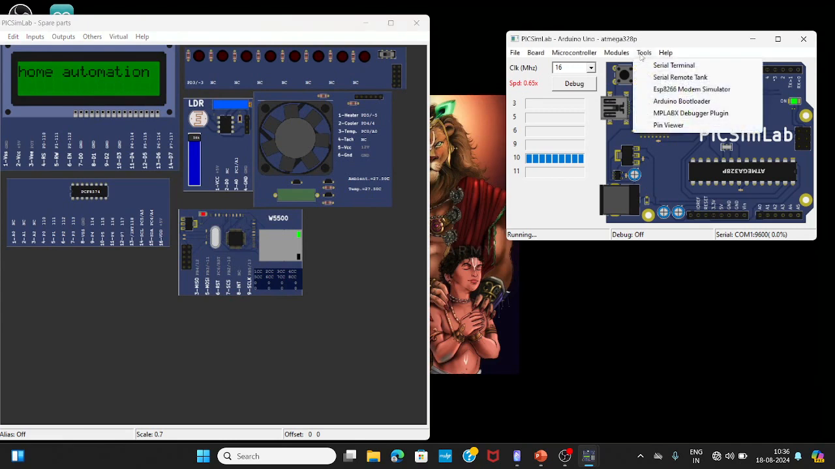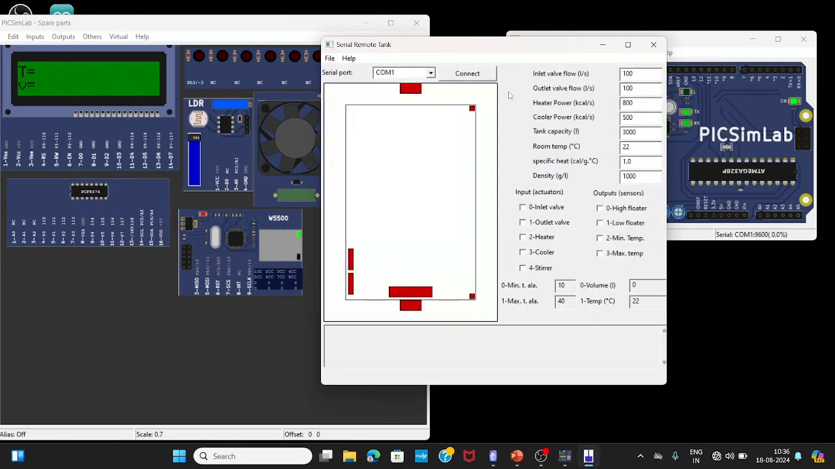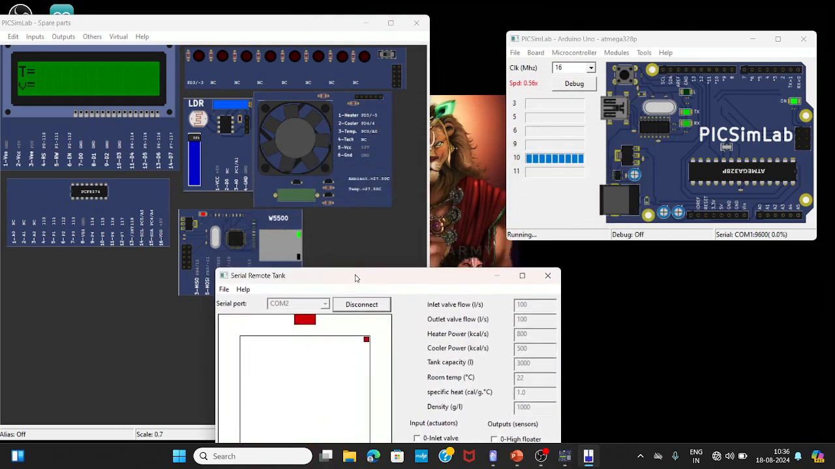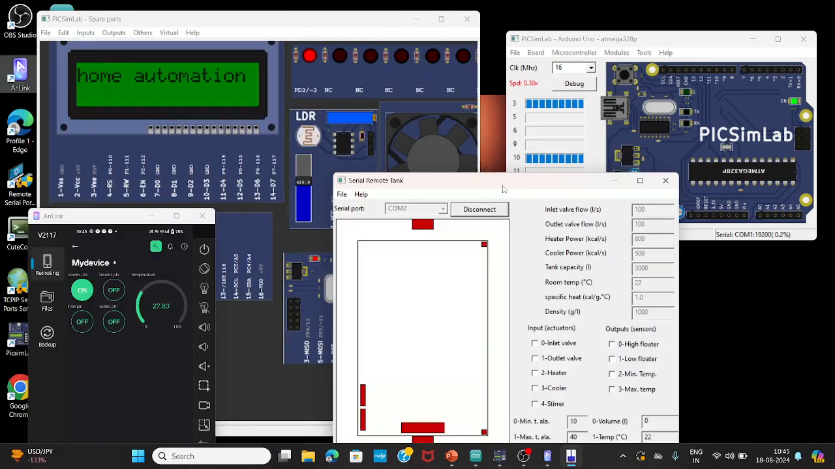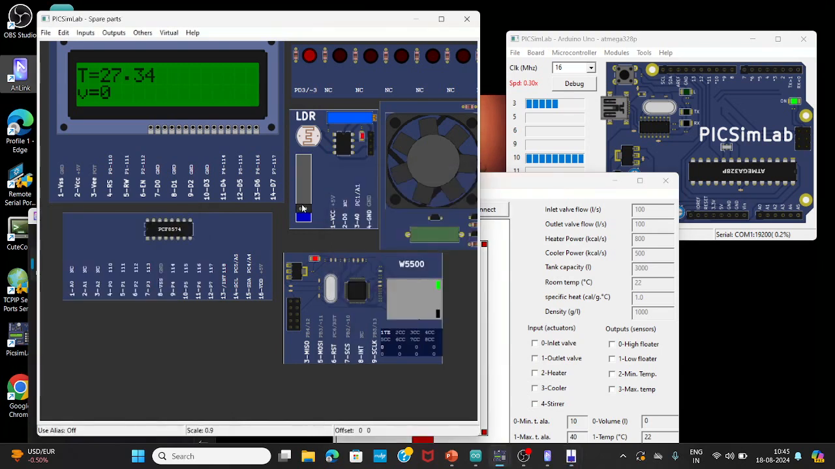Let me connect my serial tank. Let me explain what are the things we need to control. First, we need to control the garden light. Here we have an LDR and an LED. When we are varying the resistance, the LED brightness should vary.